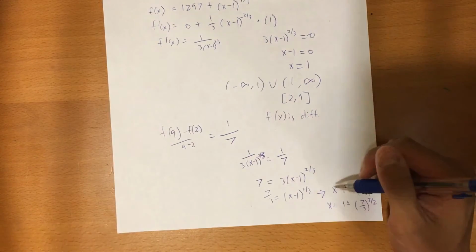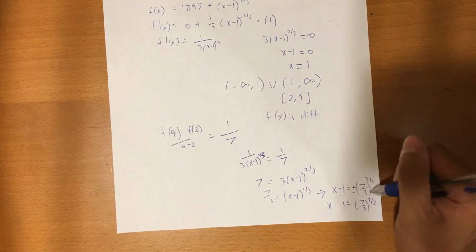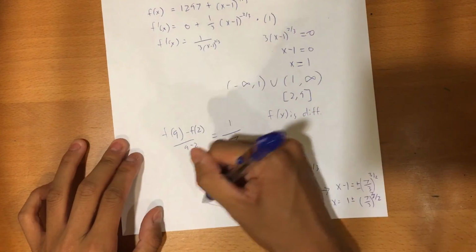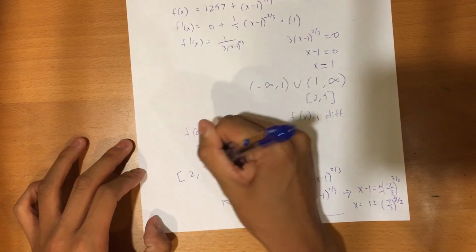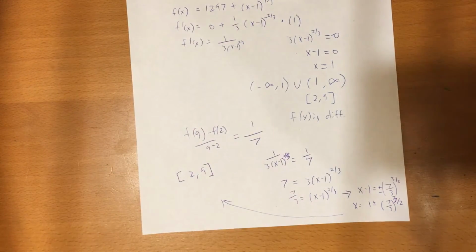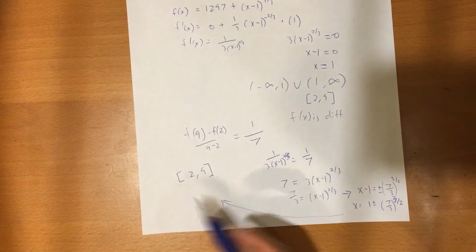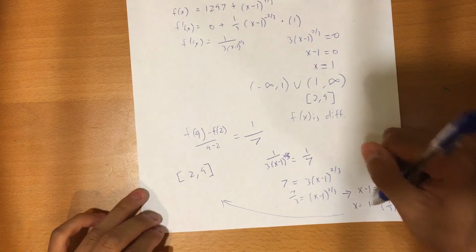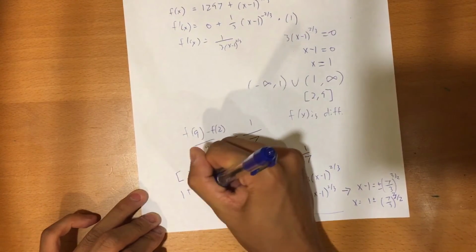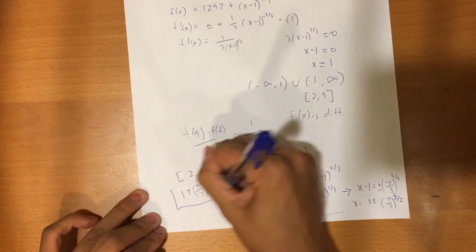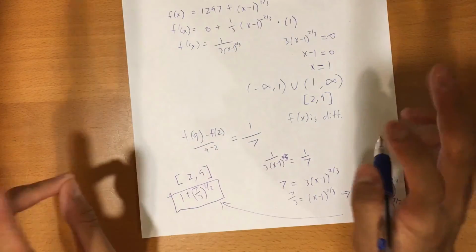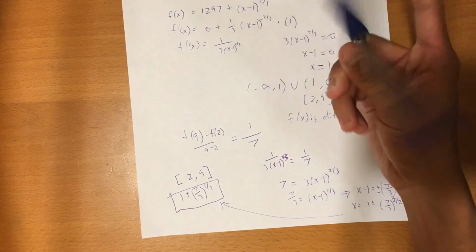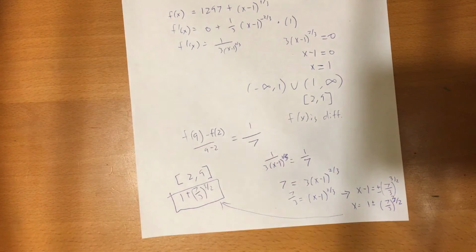So we got x equals 1 plus or minus 7/3 to the 3/2 power. So the interval given to us was 2, 9. So we have to make sure that the x value fits within that interval. 1 minus anything would not be greater than 2. So it would only be 1 plus 7/3 to the 3/2. So that is the one point, quote unquote c, where the derivative at c would be equal to the slope connecting 2 to 9. So that is the answer.